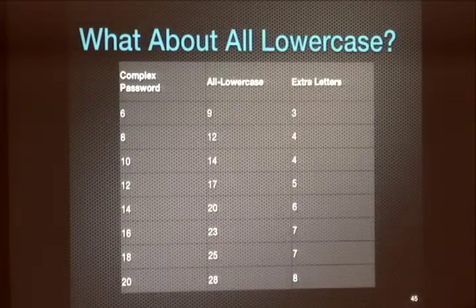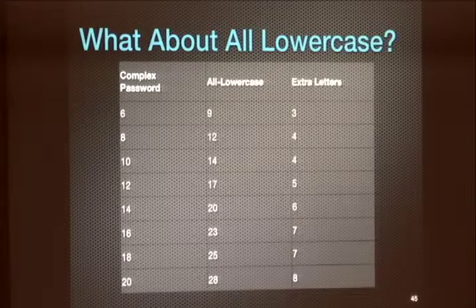So, from left to right, complex password, what it would have to be if it was all lowercase, and the extra letters that would be required. So, for instance, a length 6 complex password, with numbers and symbols. Now you're going to be looking at an all lowercase password of 9 letters, so 3 extra letters there. So if it was 10, now you're looking at all lowercase of 14.